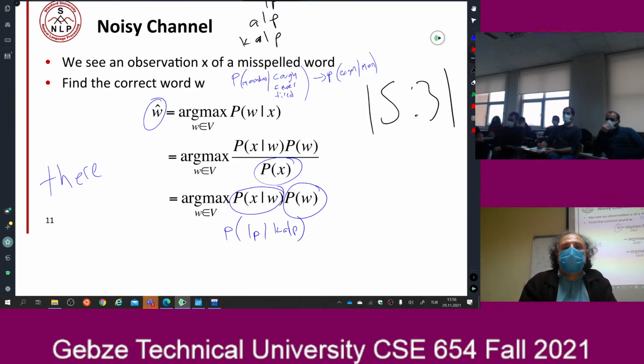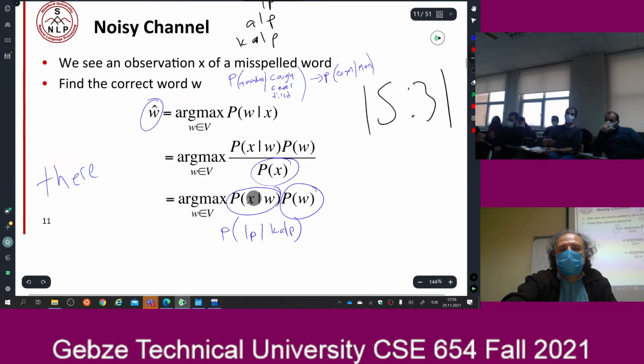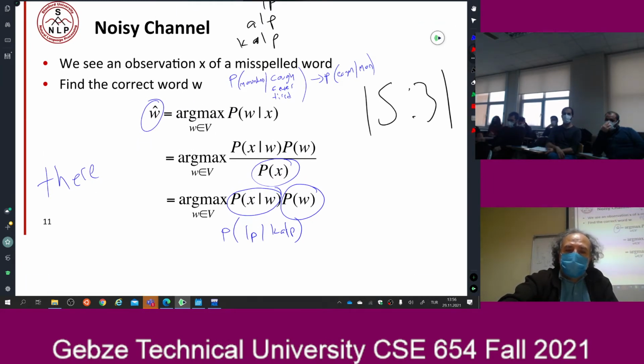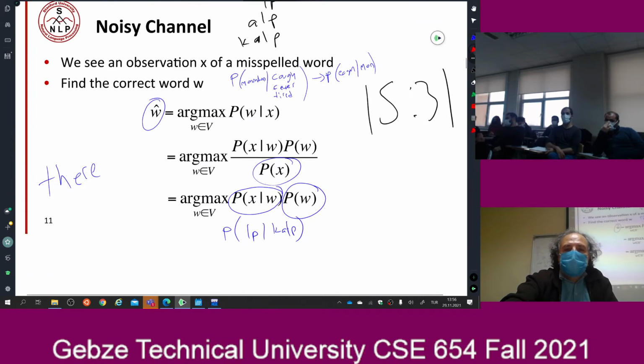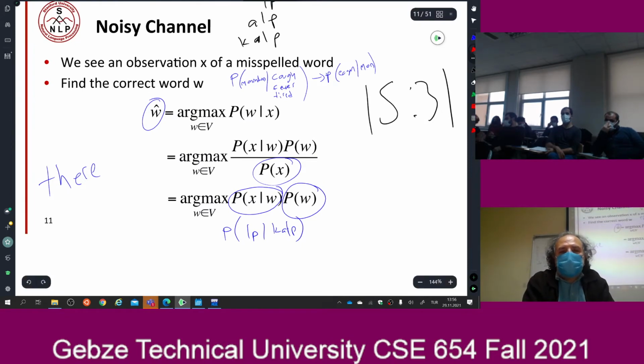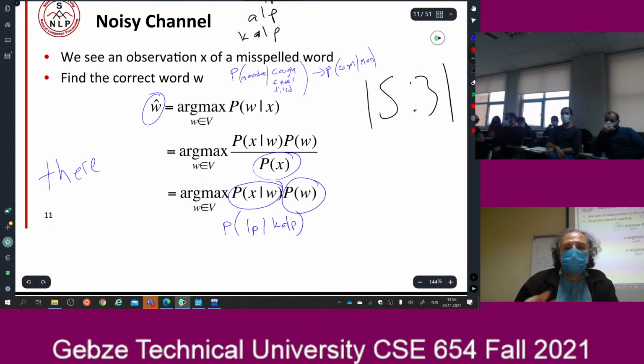It depends on what your model is. It could be a noisy channel model, or it could be an n-gram model. For this one, we have the n-gram model. How am I going to do that? That's what we are talking about. So this is your language model, and language models could be n-gram models, statistical models, noisy channel models, or neural models.